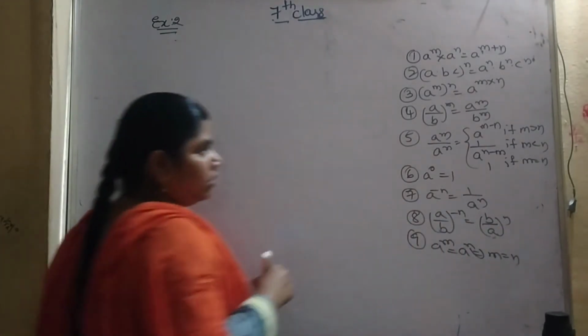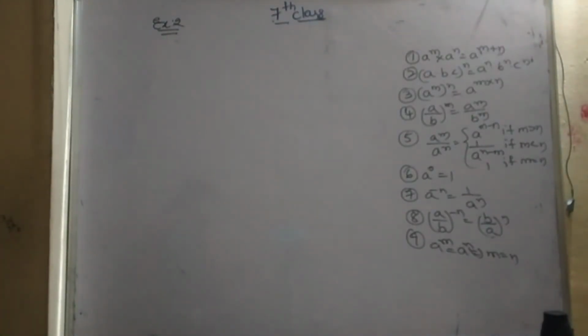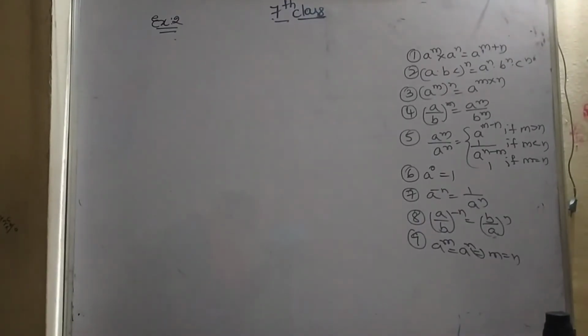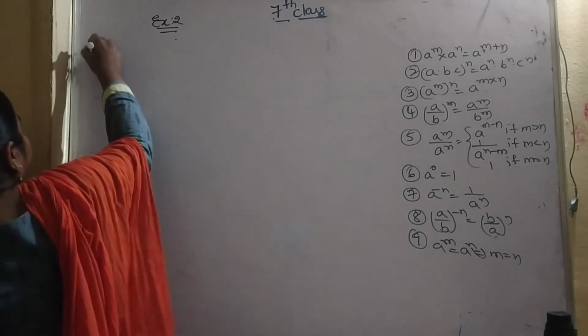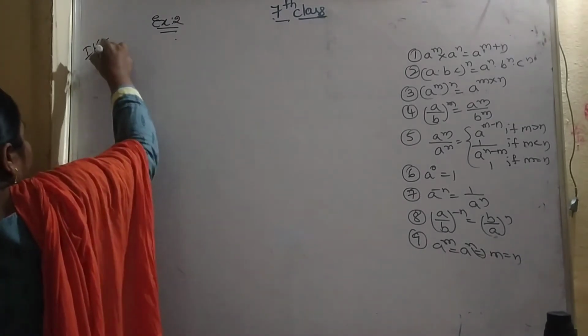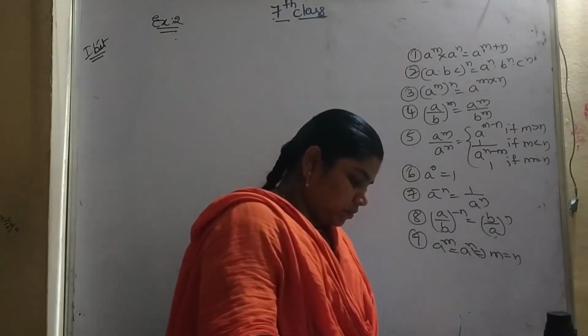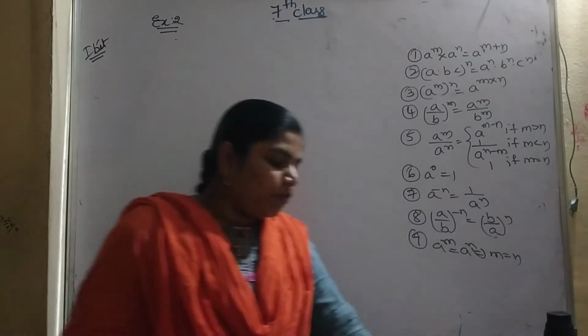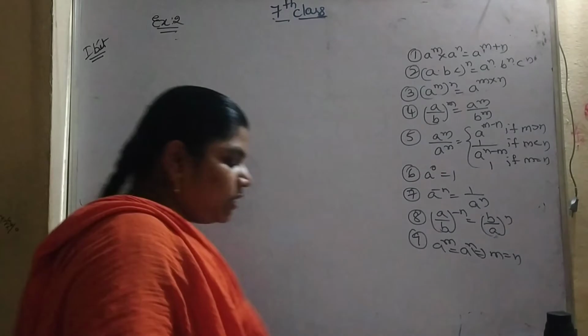So these are the 9 exponent laws. By using these 9 laws, we are going to start our exercise, that is exercise number 2. In that, the first bit: simplify the following using laws of exponents. So by using laws of exponents, we have to simplify this.